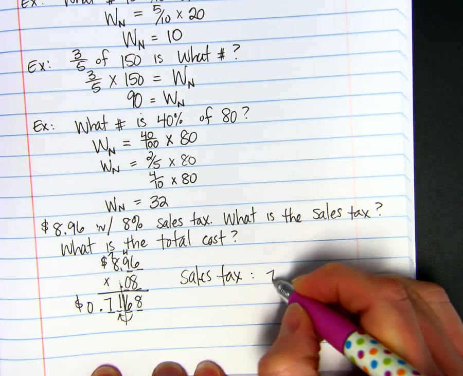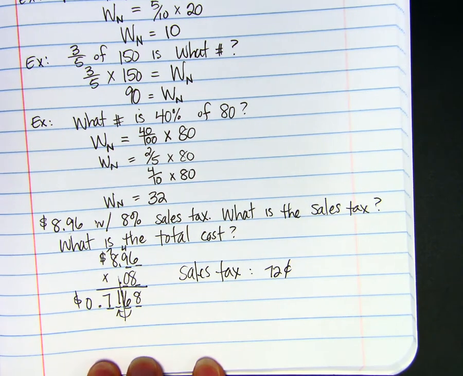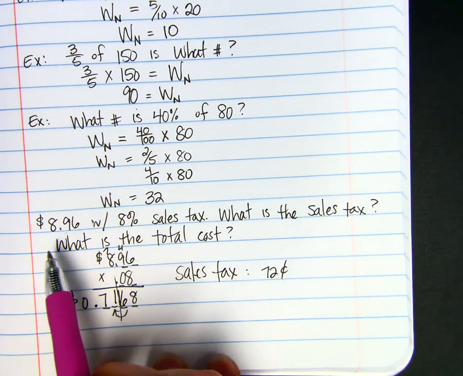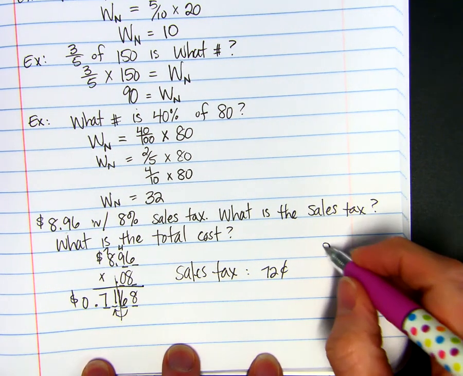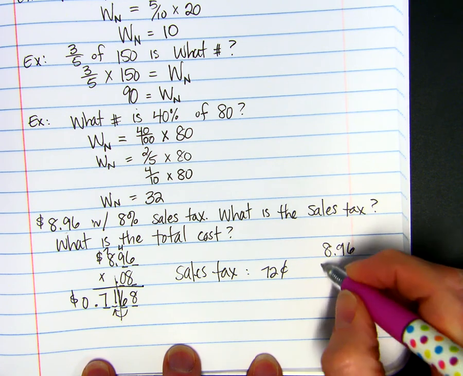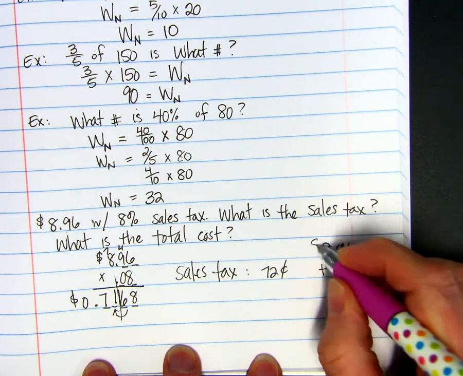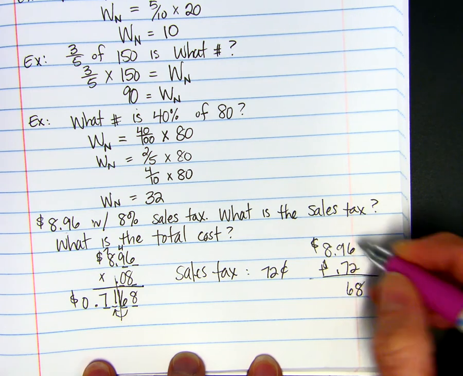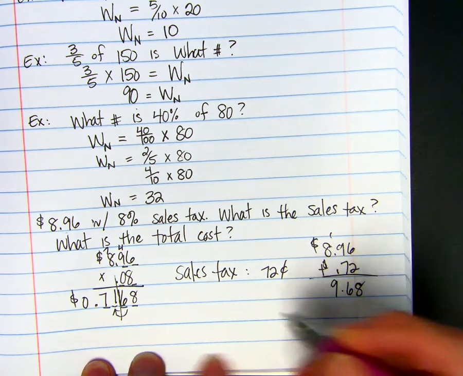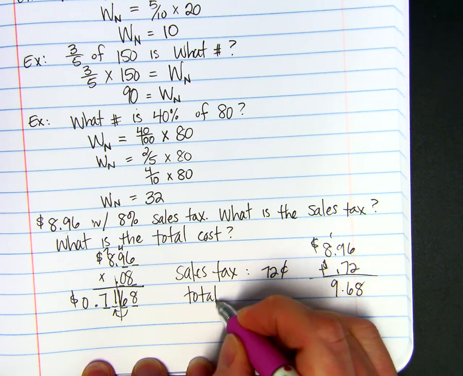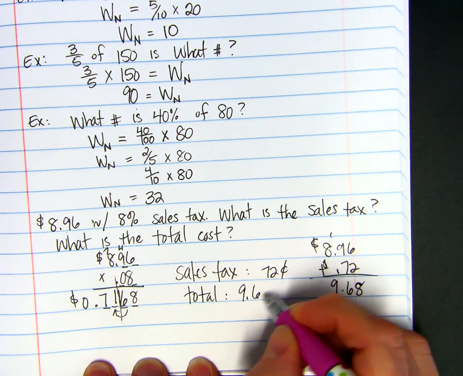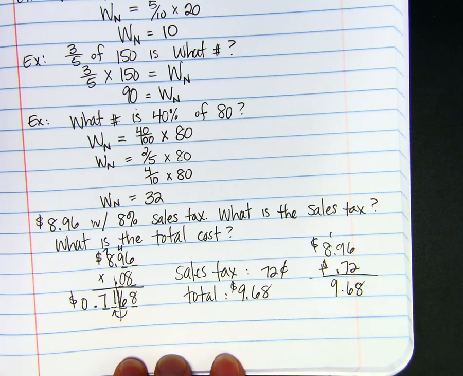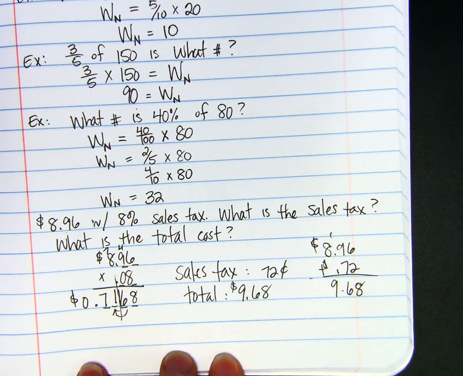is 72 cents. Now total cost will be $8.96 plus 72 cents. So we'll get 8, 16, $9.68. And that's our total cost. So that's the end of the lesson, and we're going to do our lesson practice.